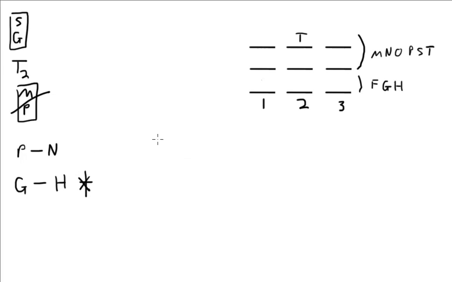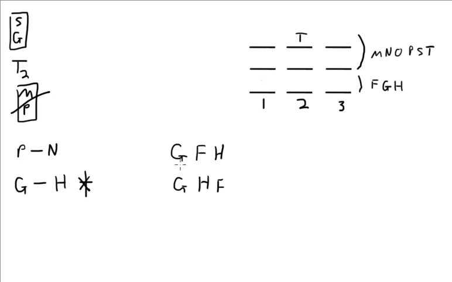So let's consider for a moment, what are the possibilities of FGH? What are the sequences they can be in? Well, first of all, we could put G into 1. And if G's in 1, then we can either have FH, or we can have HF. And that's it.